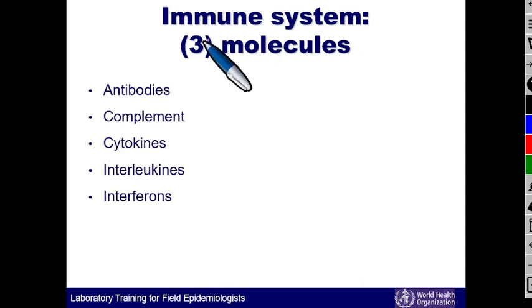Last, the third part of the immune system: the molecules. The molecules are composed of antibodies, complement, cytokines, interleukins, and interferons.